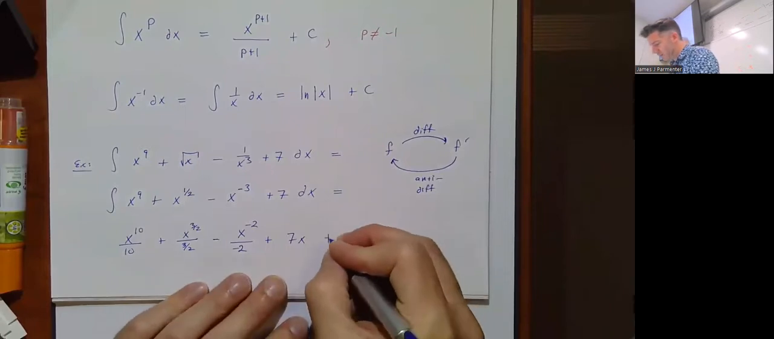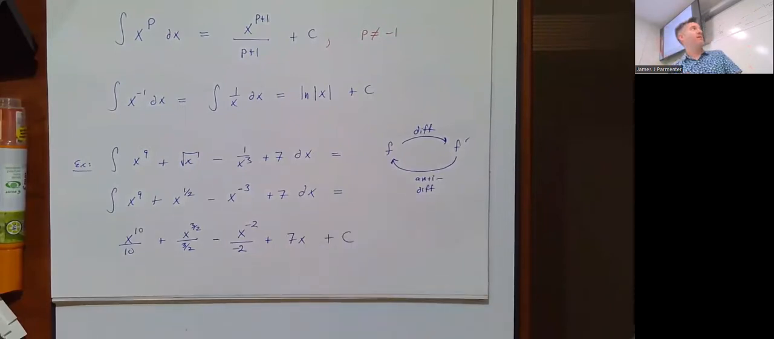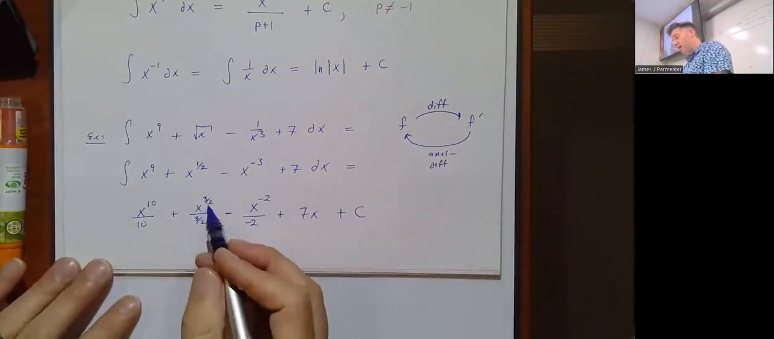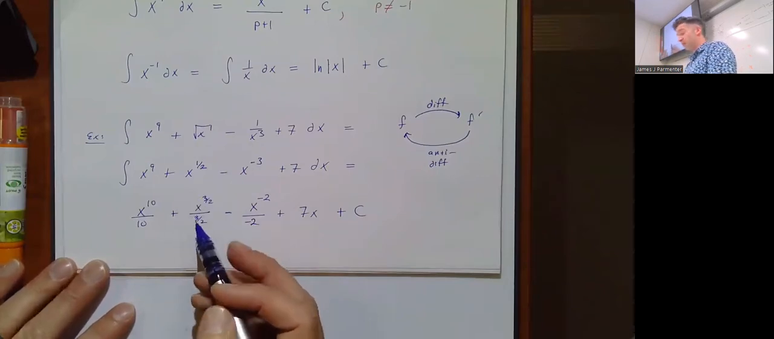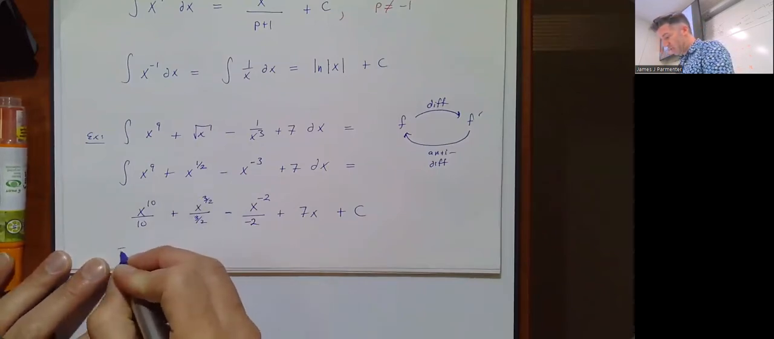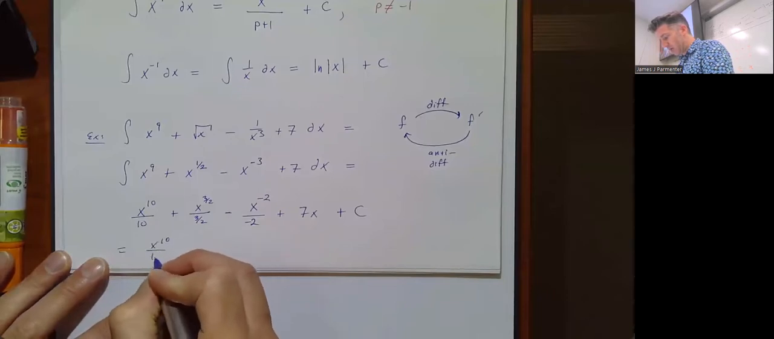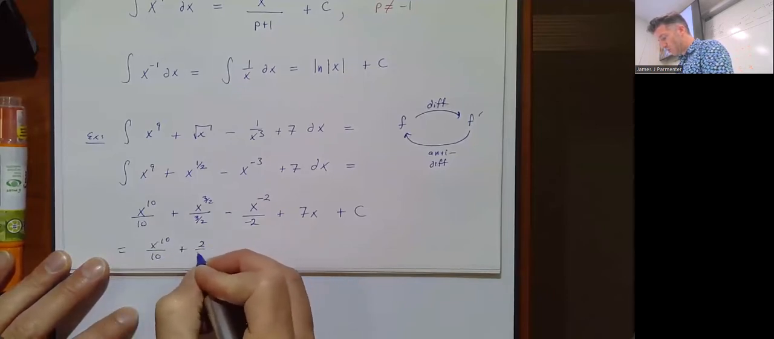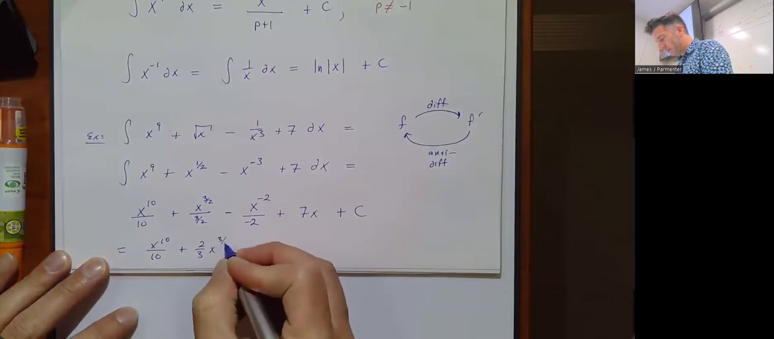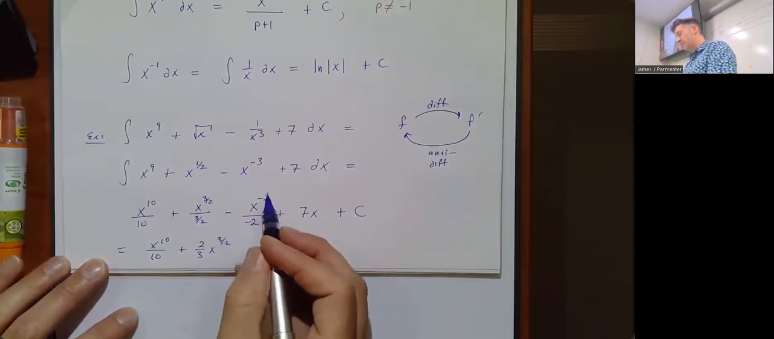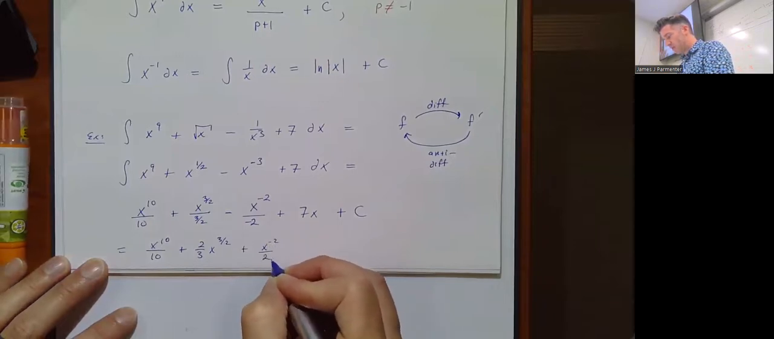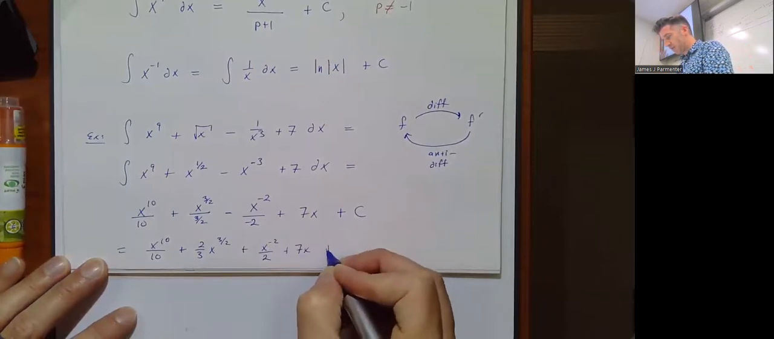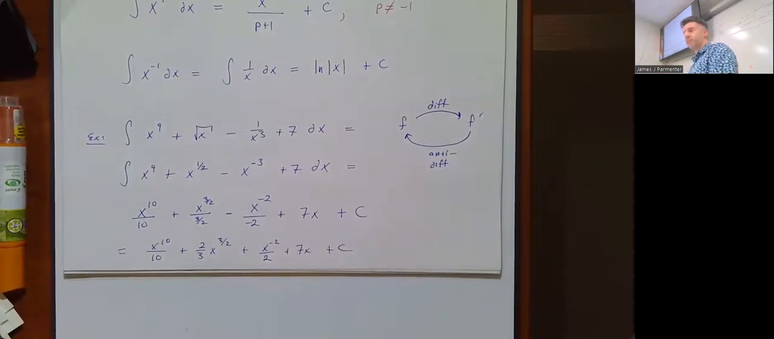Plus c. Now, I will say we should simplify this a little bit because there are two things we can do really easily. Whenever you have x to a fractional power, instead of dividing by that fractional power, we should really multiply by its reciprocal. So this is equal to x to the 10th over 10 plus 2/3 x to the 3/2. And instead of minus x to the -2 over -2, I should really say that's plus x to the -2 over 2, plus 7x plus c. That's how I would write that.